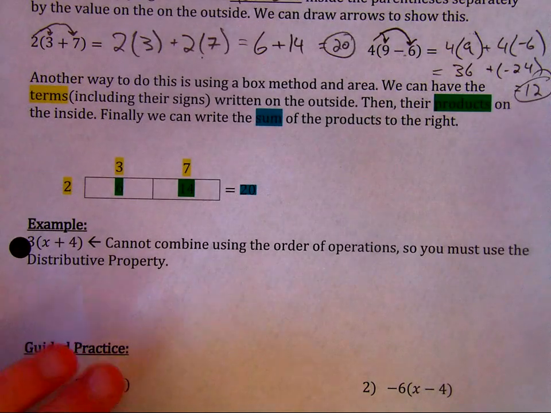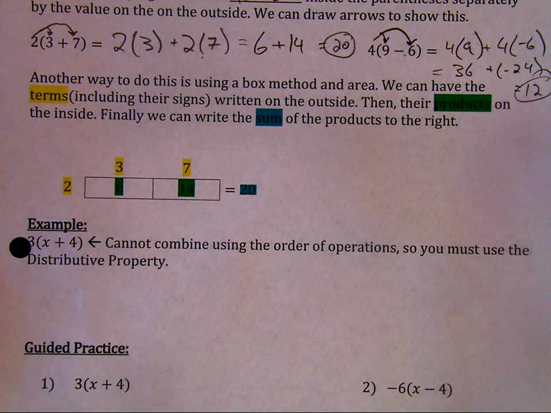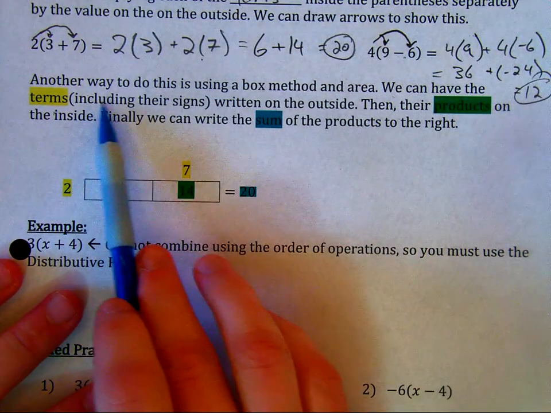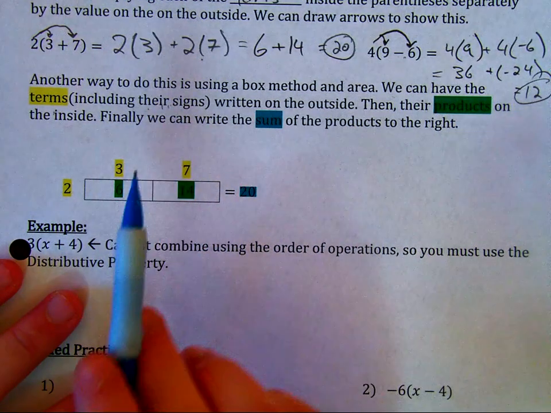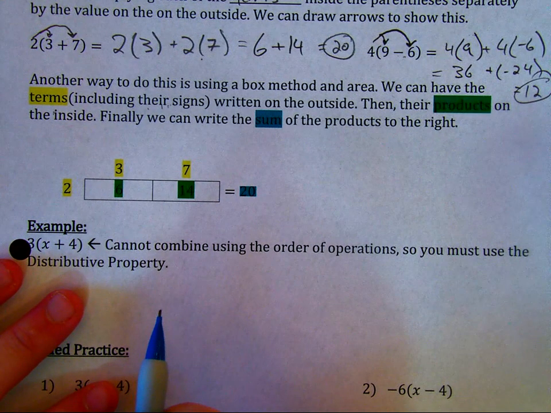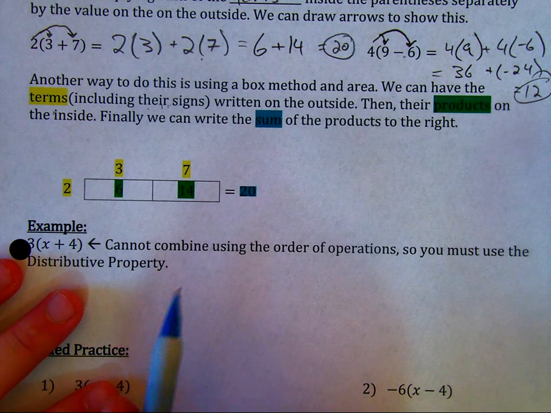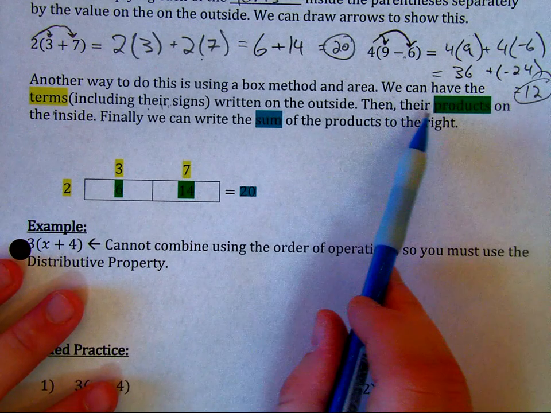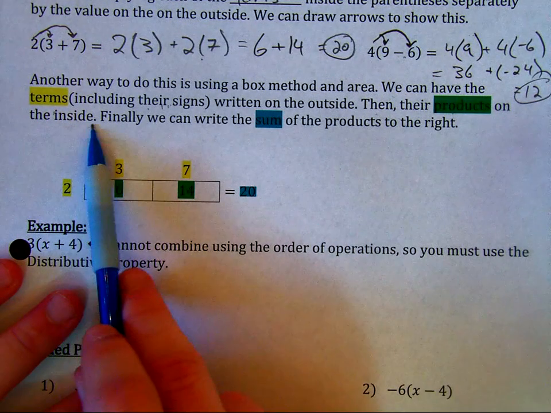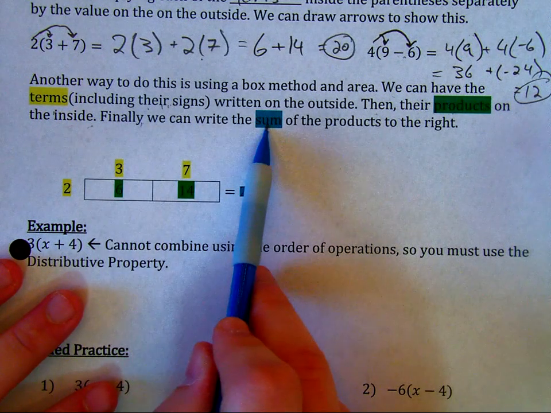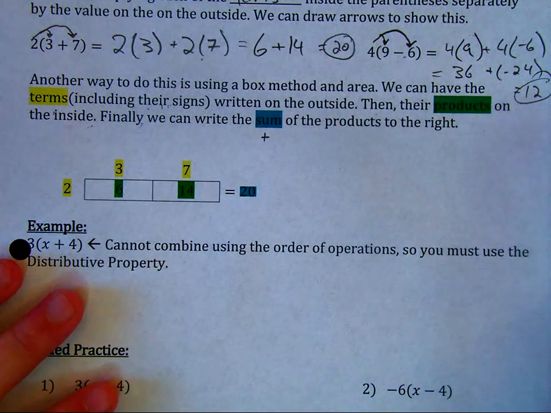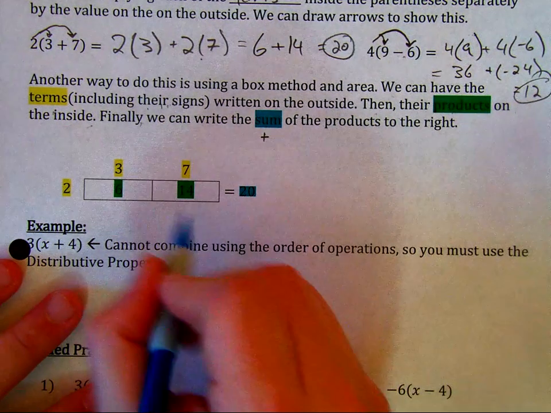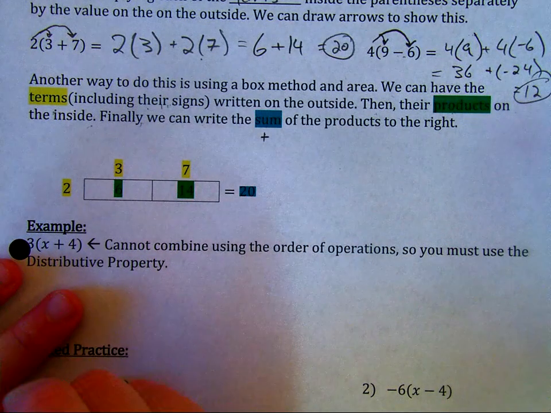Another way that we can do this is by using that box method that we've been usually doing. Again, we can have the terms including their signs, so please make sure that you're saying positive and negative go along with the values. So their signs are written on the outside, then their products on the inside. So finally, we can write the sum, meaning we add them together, to the right.